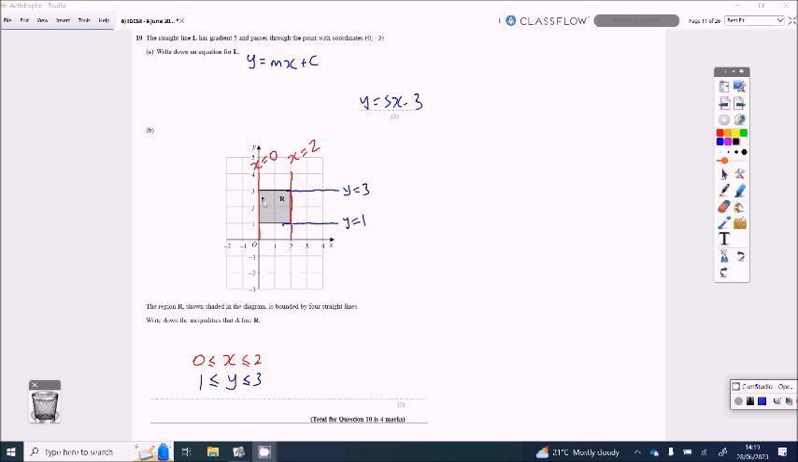And similarly with the horizontal lines, the region R is between 1 and 3. It's greater than or equal to 1, less than or equal to 3, which is what we've written here. Greater than or equal to 1, reading it from the center, but less than or equal to 3.